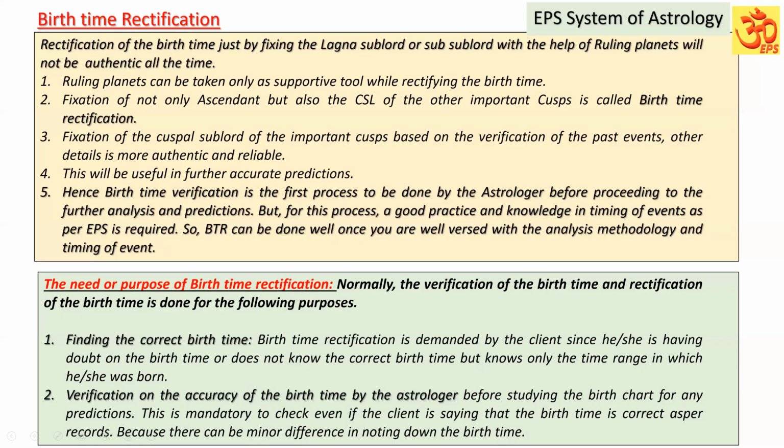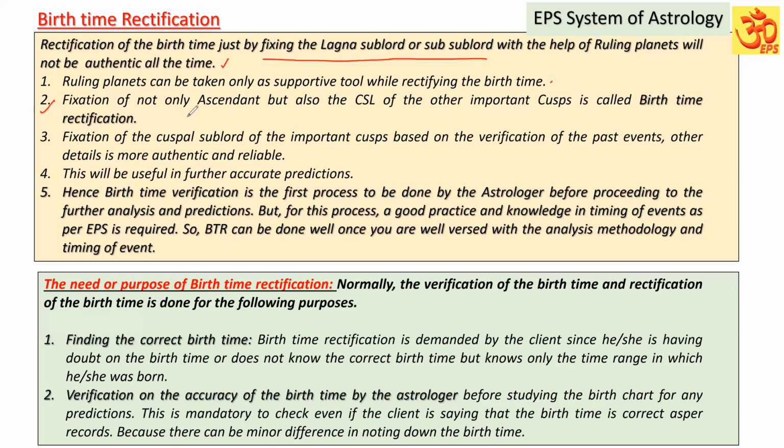Birth time rectification as per EPS. Rectification of the birth time just by fixing the Lagna sublord or Lagna subsublord with the help of the ruling planets at the time of judgment will not be authentic all the time. That you have to keep in mind. Ruling planets can be taken only as a supportive tool while rectifying the birth time.